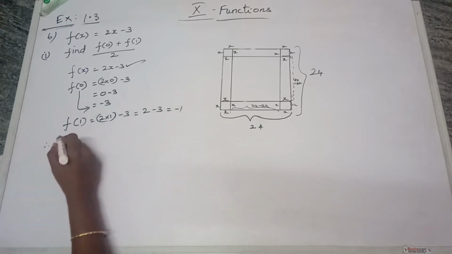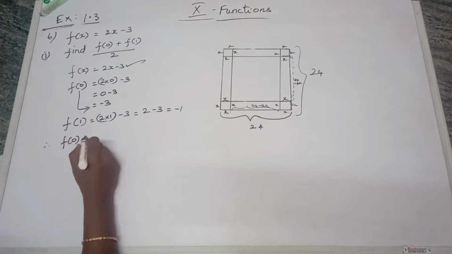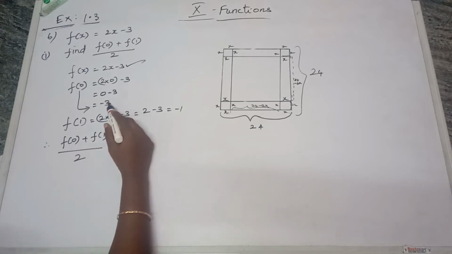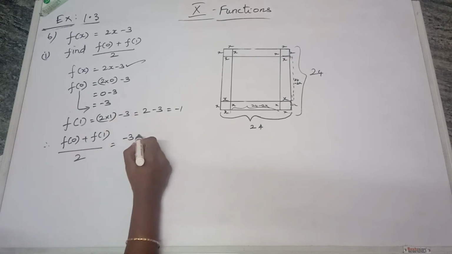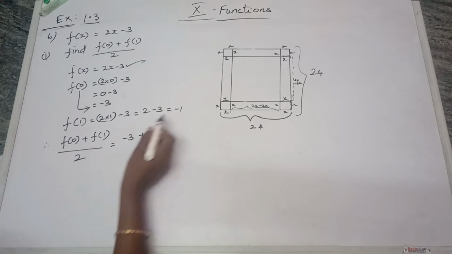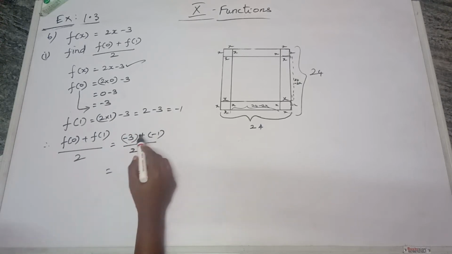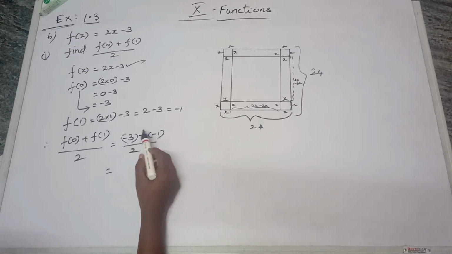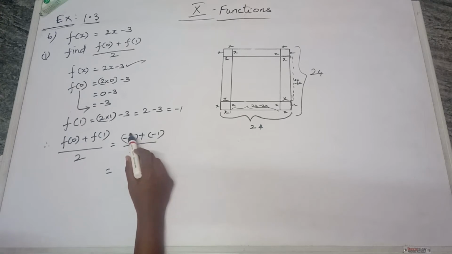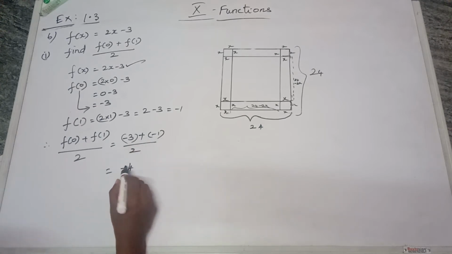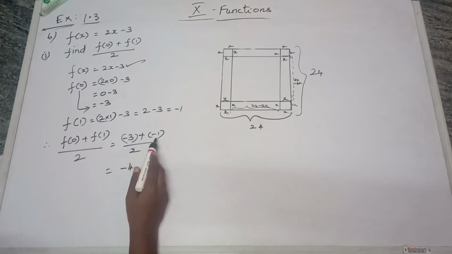So now what they asked: f of 0 plus f of 1, divided by 2. What's the value of this? f of 0 we have found as minus 3, plus f of 1, whose value is minus 1, divided by 2. Here we have to add two negative numbers. When you add two negative numbers, you add the numbers and put the common sign. 3 plus 1 is 4, and both have the minus sign, so it is minus. So minus 3 and minus 1 added gives minus 4, divided by 2.